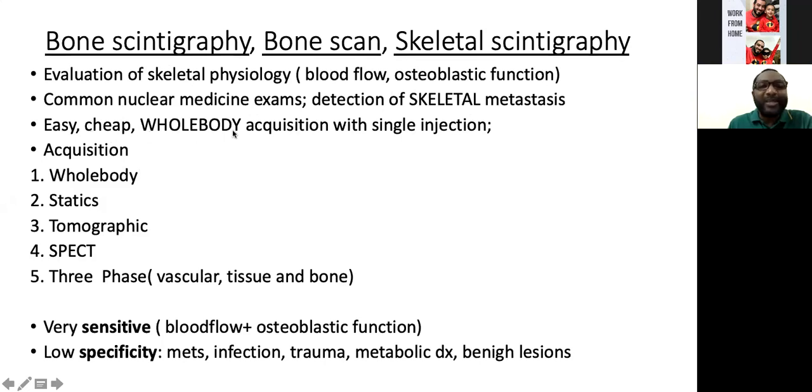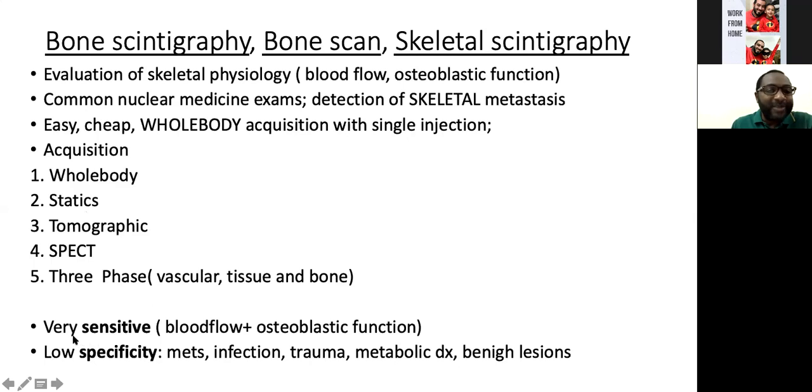we are doing a whole body. So with a single injection, you are acquiring images in anterior and posterior projection, which I'll show you later. And these are the four groups or the four views that you are able to acquire with bone scans. You can do a whole body bone scan. You can have a static view. You can have a tomographic view. You can have a SPECT or a SPECT CT view. And there's a technique also referred to as the three-phase bone scan. The three-phase bone scan is where you are looking at the vascular, tissue, and bone phases. I'm going to show you in my subsequent slides how these various modalities and acquisitions look on a bone scan.